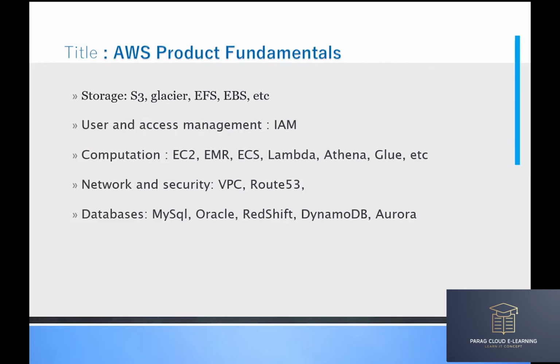For networking and security, AWS provides you VPC and Route 53. And for database, there are so many databases available like MySQL, Oracle, Redshift, DynamoDB. These are the services we are going to learn in our syllabus. Okay. So these are the primary services which are provided by Amazon and are widely used in the industry.